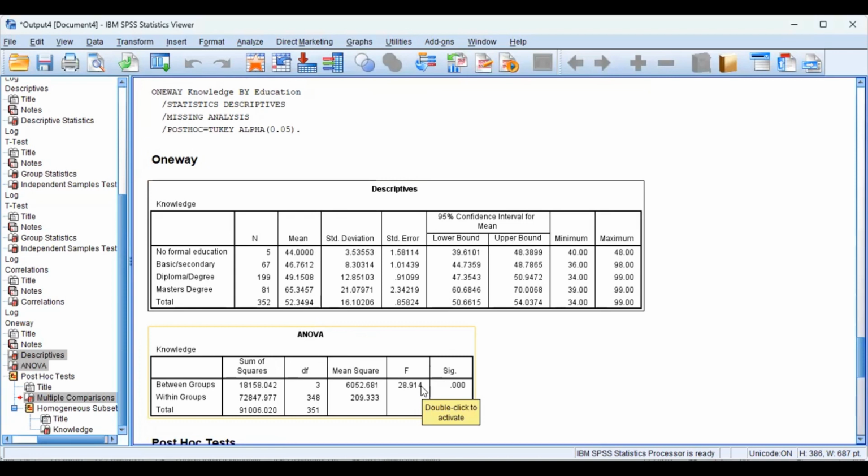Okay, yes, I get it. So this is our F and then this is our significance. So that is where I had the F from. Okay. Thank you. You're welcome.